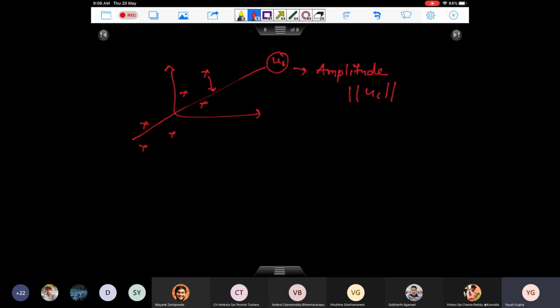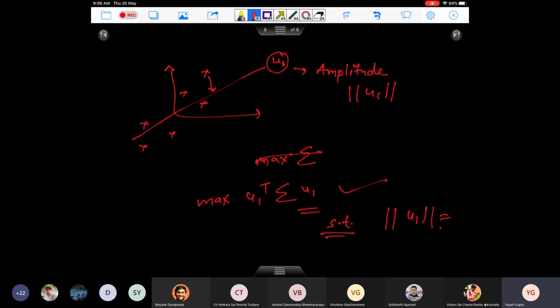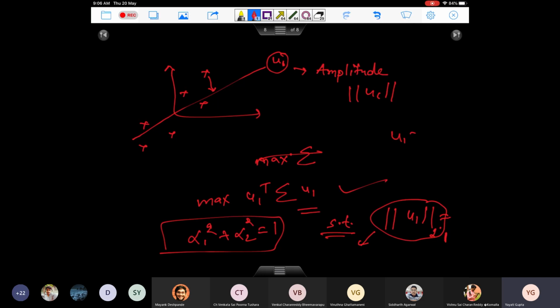So the expression that we have is: maximize u1 transpose sigma u1, subject to the constraint that the norm of u1 should be equal to 1. And this notation means that if there are just two coefficients, so u1 is alpha 1, alpha 2, this is what the constraint is, and we are interested in maximizing this equation.